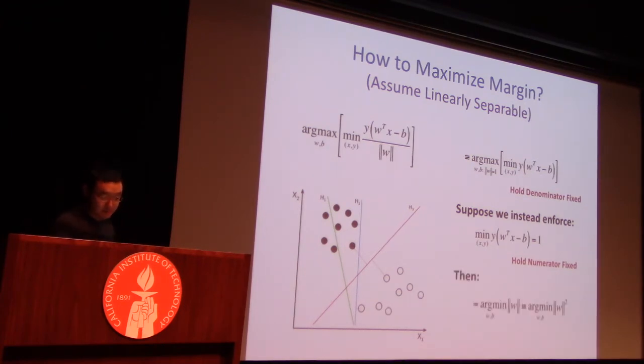If we do that, then this optimization problem reduces to an argmax of 1 over the norm of W. Or, and we'll talk about why we do this, 1 over the norm of W squared, which means that instead of maximizing 1 over the norm of W, we can just minimize the norm of W, or also minimize the norm of W squared, subject to this constraint. And I'll write down the full optimization problem in the next slide.